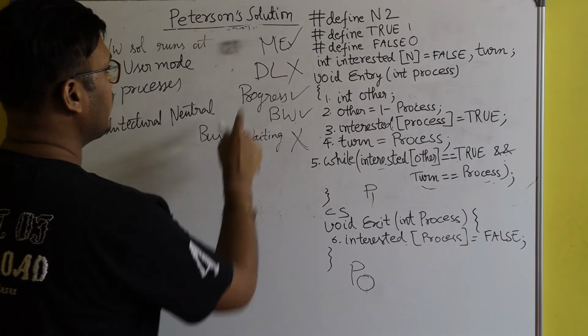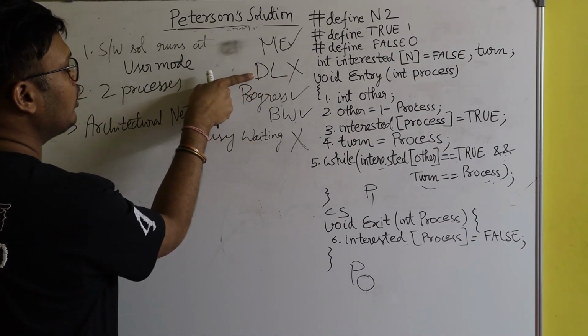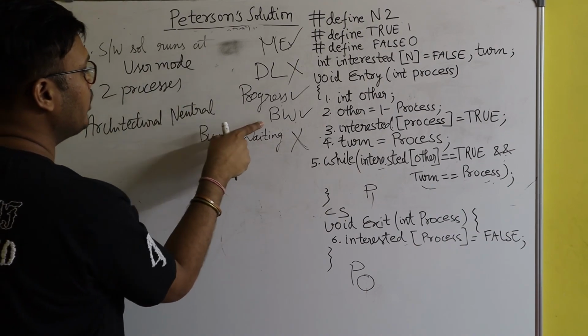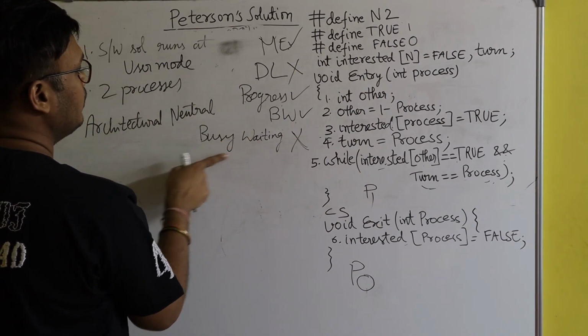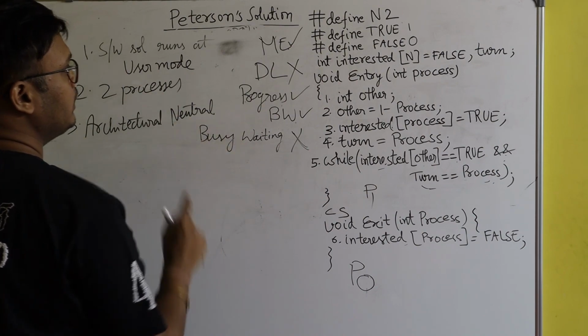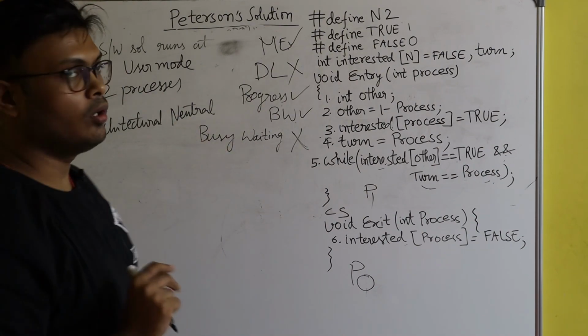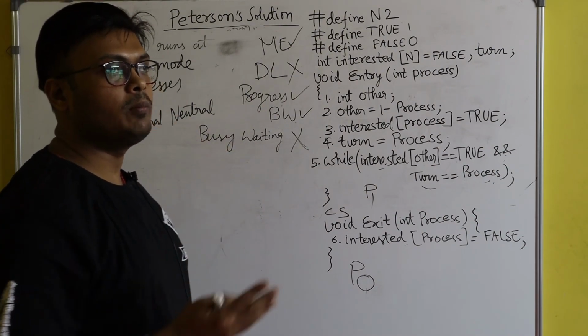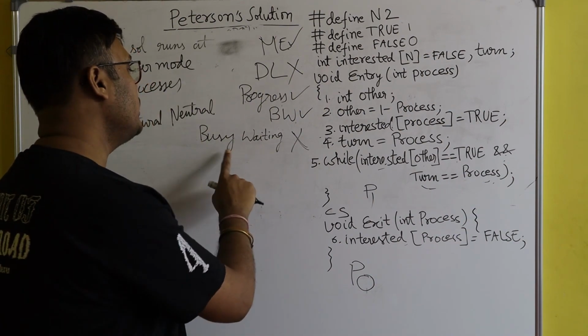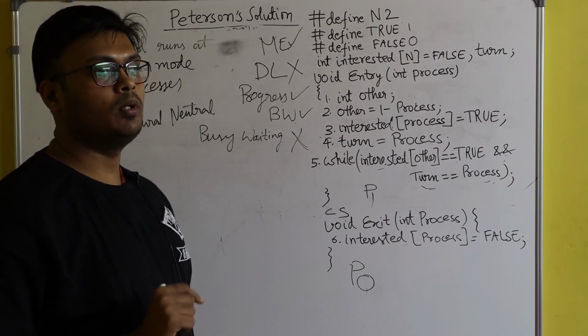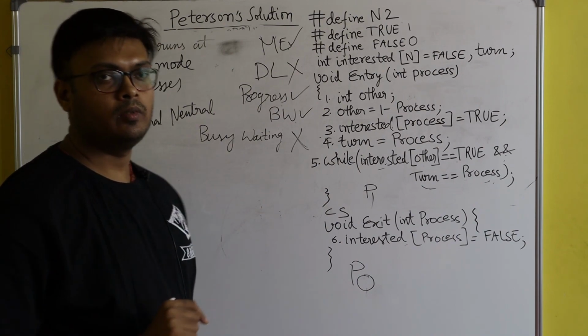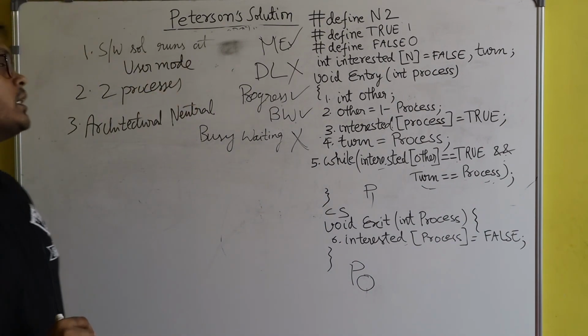The important points are that mutual exclusion is there, deadlock is not there, progress is there, bounded waiting is there, but the busy waiting problem is yet to be solved. In the semaphore concept, we will see how this problem can be solved. So that's all about Peterson's algorithm.